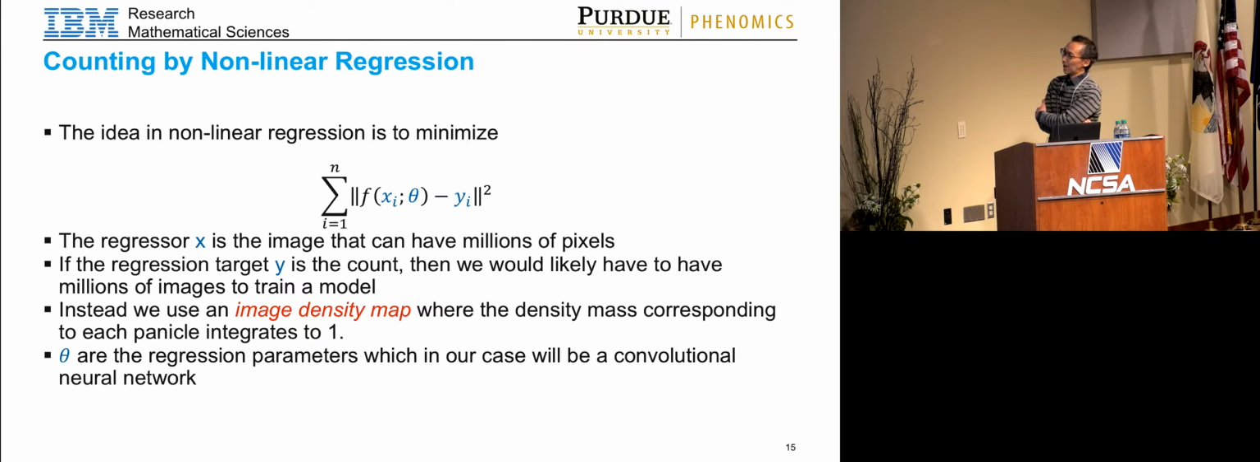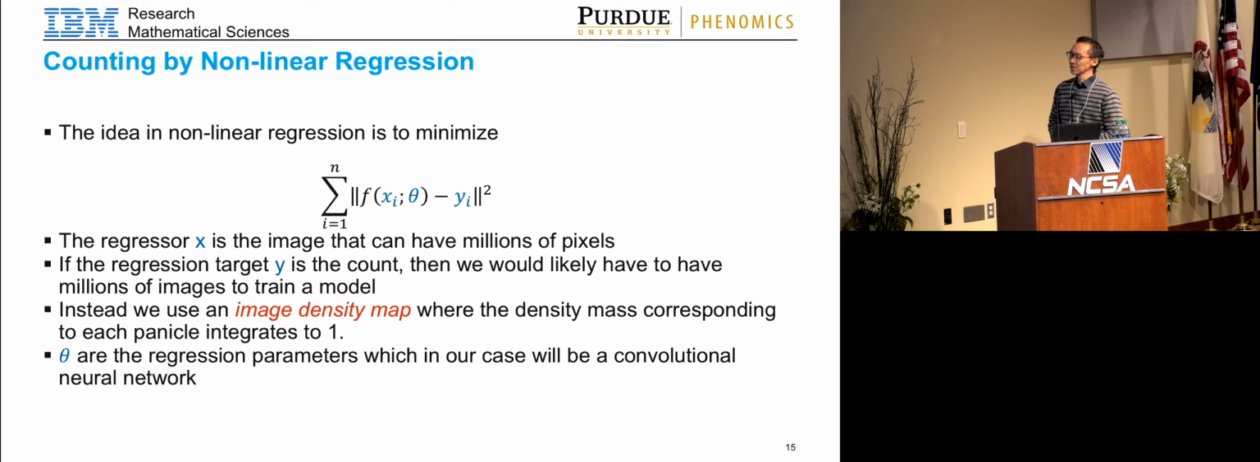So how do we formulate this problem of counting as a learning problem? Essentially, it's a nonlinear regression. You want to minimize the prediction error, where the model makes use of this X, which is all of the features in an image that can have millions of pixels. So if you have just a count of the panicles in a given image as Y, then you would probably need millions of images. So that is not going to work well.